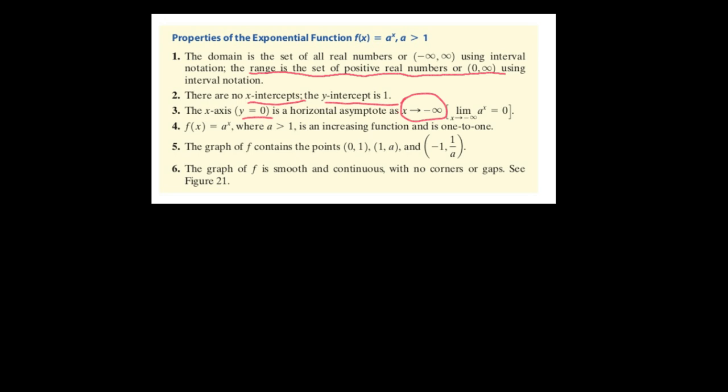It's increasing from left to right. It's an increasing function, and it is 1-to-1. And it contains the points (0, 1), (1, a), and (-1, 1/a). The graph is also smooth and continuous. So remember, this graph looks like this, increasing.